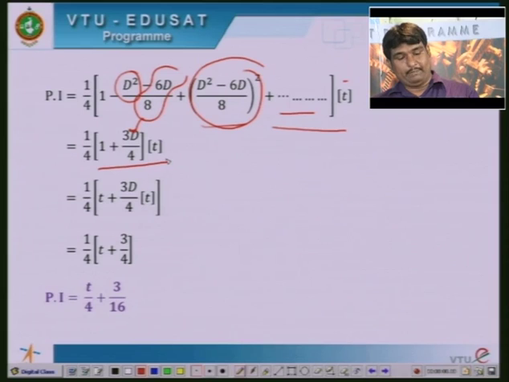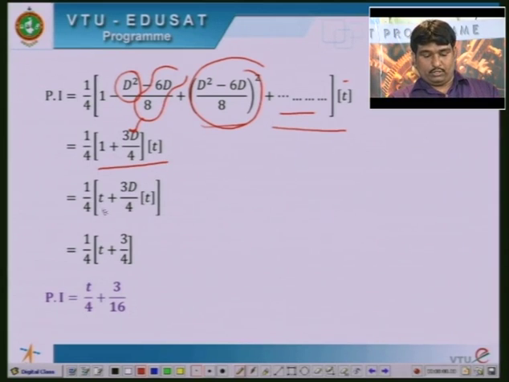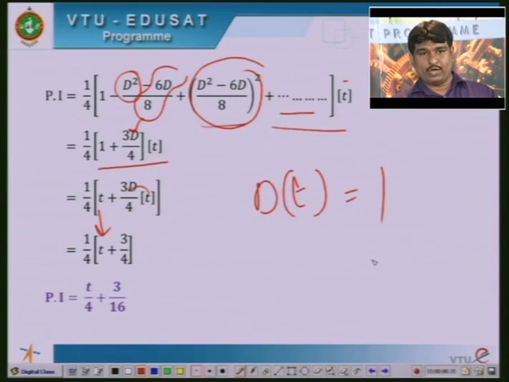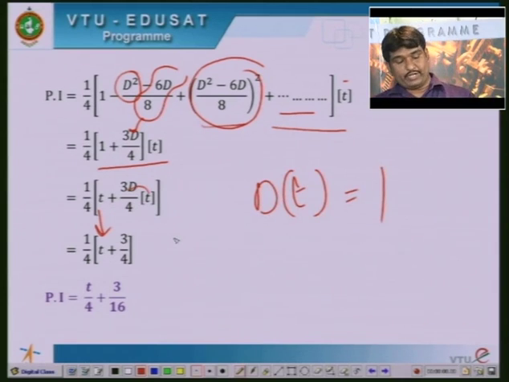Now you multiply 1 into t is t plus 3D by 4 operated on t. This term as it is, 3 by 4 as it is, D of t. D stands for differentiation. Differentiation of t is 1. So it is 3 by 4. So finally pi is t by 4 plus 3 by 16.